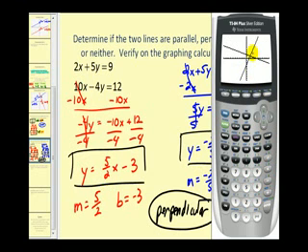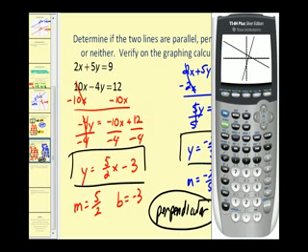Now if you take a look at these two lines, it looks like they do not intersect in a right angle, and that's because this screen is wider than it is tall, so it's distorted. So what we have to do is square the window. And we can do that by pressing zoom and then option 5 for z-square. And we can now see that these two lines do intersect in a right angle.